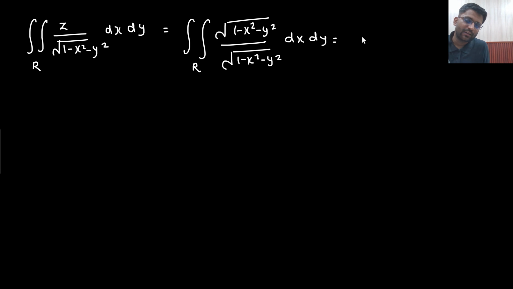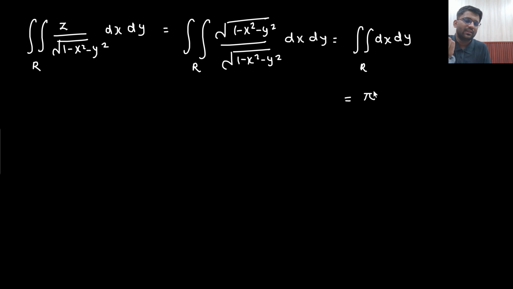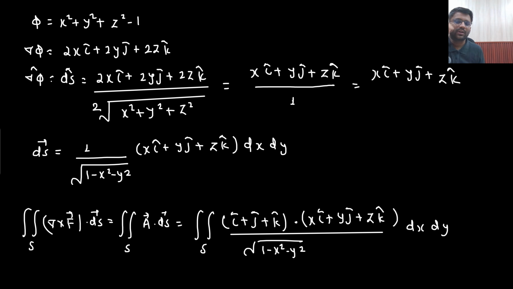So what am I getting? I am simply getting the area of this xy plane, which is coming out to be pi r square only. This area is nothing but pi r square, right? What is the radius? Radius is 1. So this area will be pi. This integral is pi only, and this is what we were supposed to calculate.